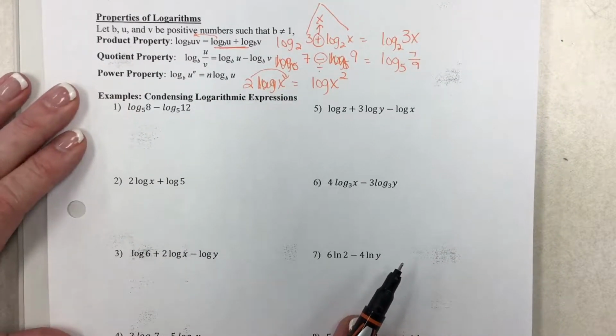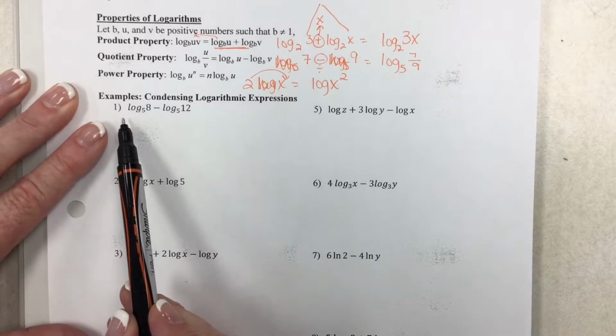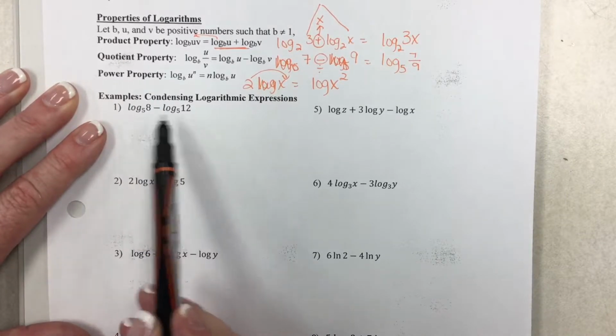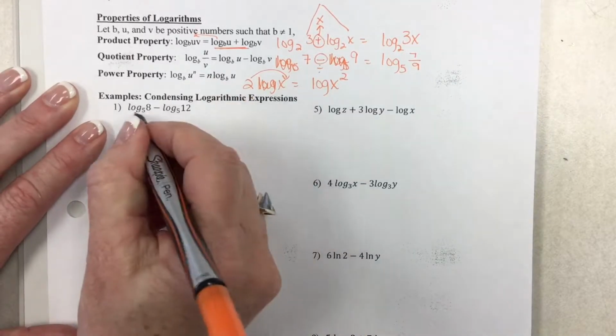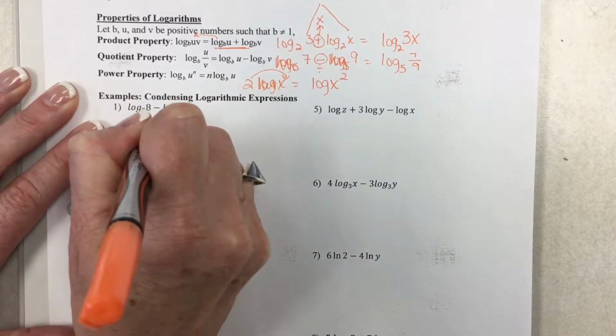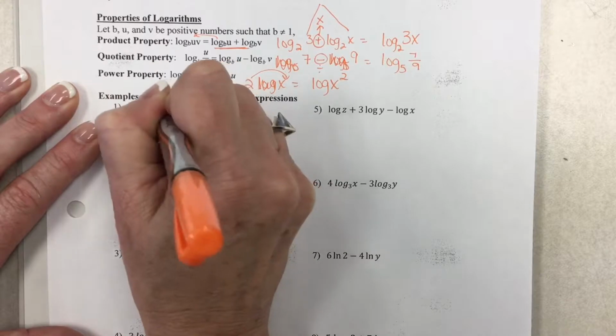Let me know if I'm still on the screen. Let's start with number 1. How many logs do I have? Very simple question. I have 2 logs, okay? So I'm going to write log base 5. And so if I want, I can just cross those off.